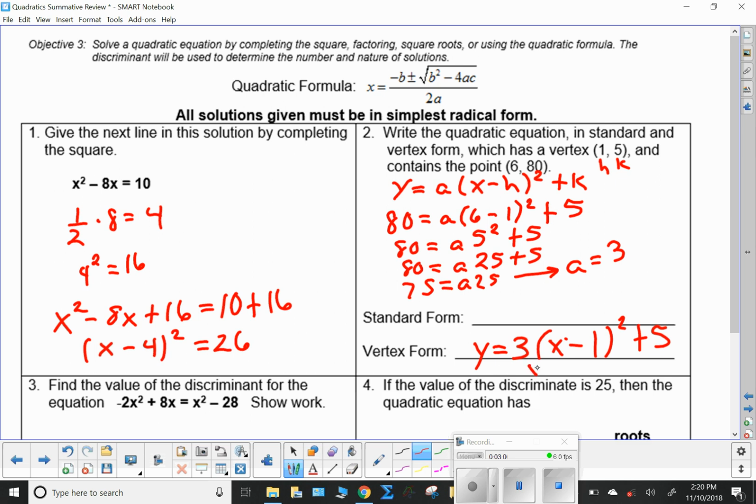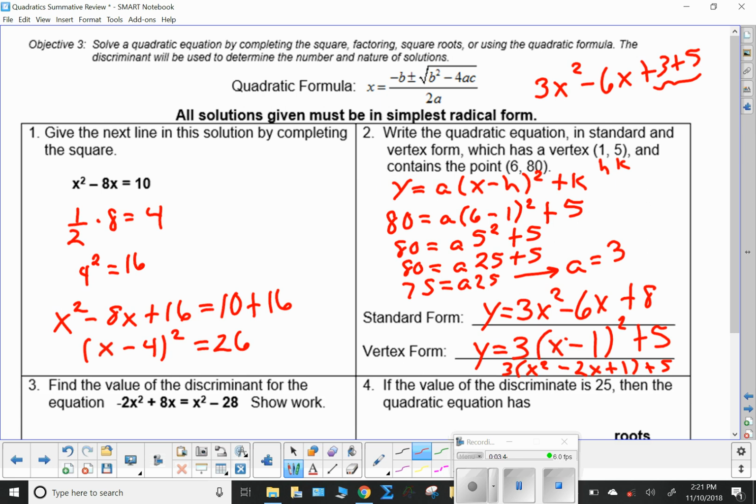So I'm going to get x squared minus 2x plus 1. I have the plus 5 down here, but this is all multiplied by 3. So I'm going to have 3x squared minus 6x plus 3 plus 5. Combining my like terms makes that 8. So y is equal to 3x squared minus 6x plus 8. That would be the standard form. Not too bad so far, right?